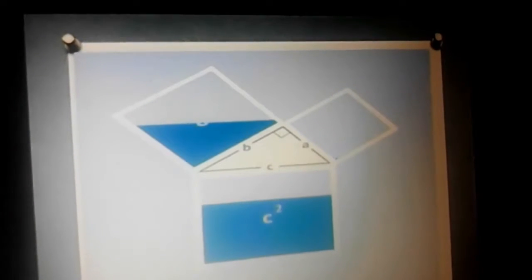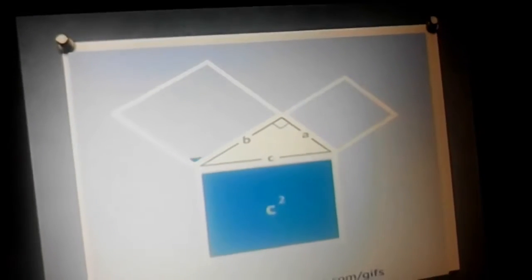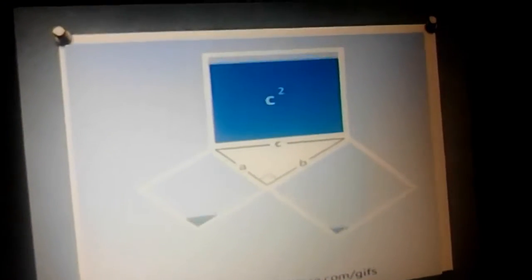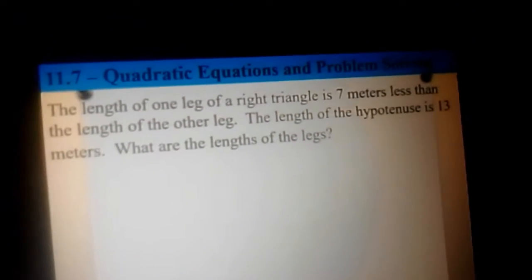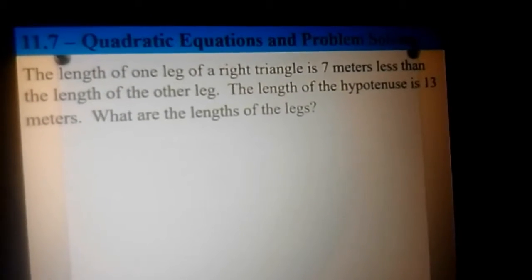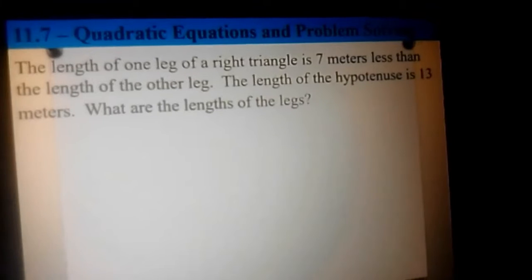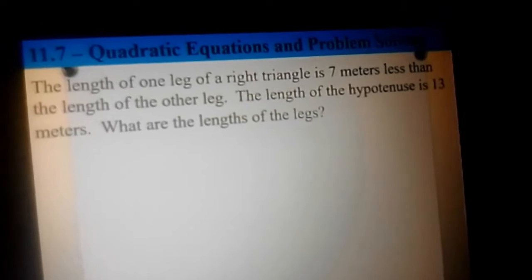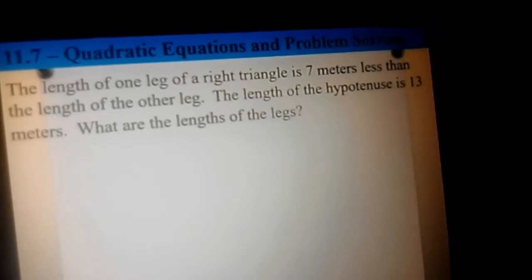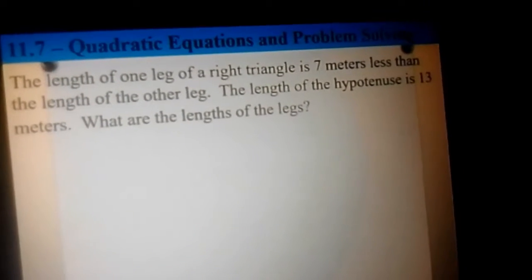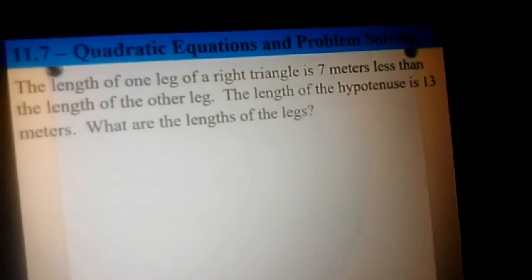As we can see, the sum of the squares of the sides a and b is equal to the square of c. So let's have the problem. The length of one leg of a right triangle is 7 meters less than the length of the other leg. So there are two legs in a right triangle. The first leg is 7 meters less than the length of the other leg. So we have the first expression that we can attain from the first sentence.